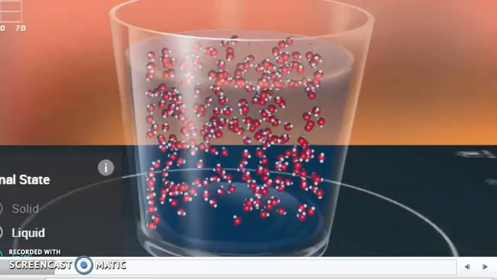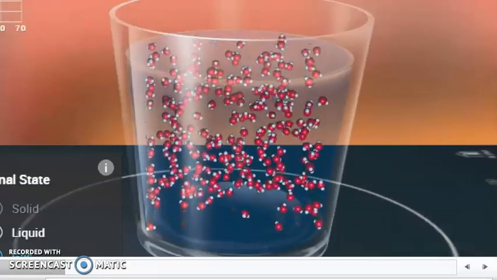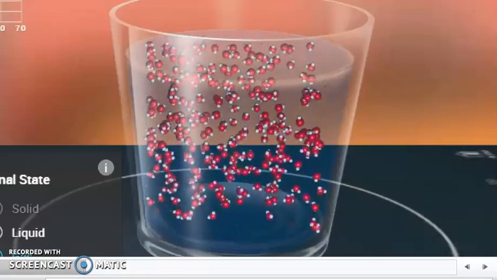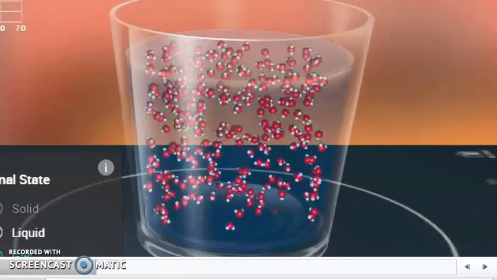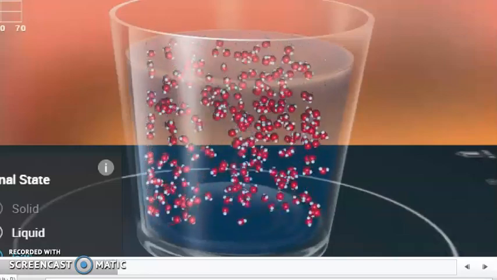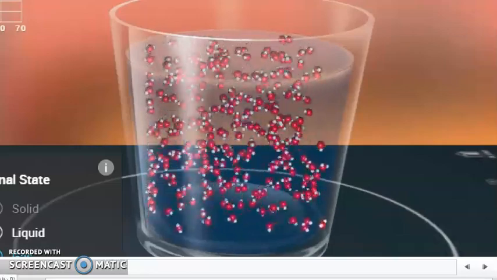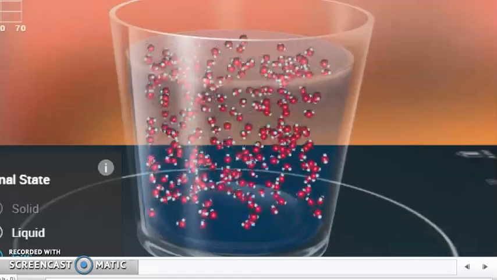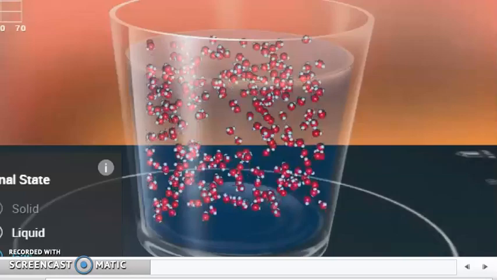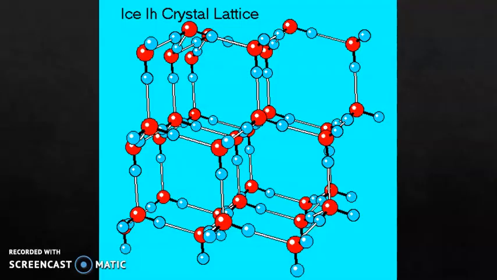But what do you notice here? The molecules themselves have stayed together. There's still 2 H's bonded to 1 O. We did not see that in the ionic compound. The Na and the Cl completely broke apart, but here the H's and the O's are still connected. They're just moving faster and faster and faster as I continue to increase that heat.